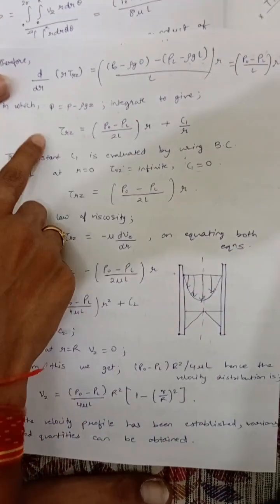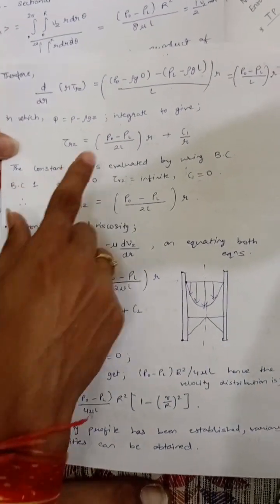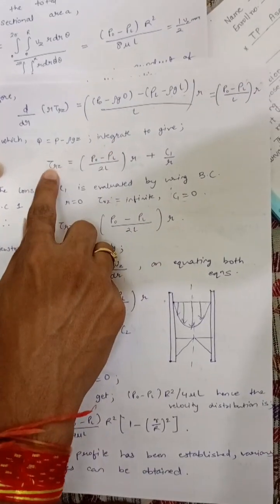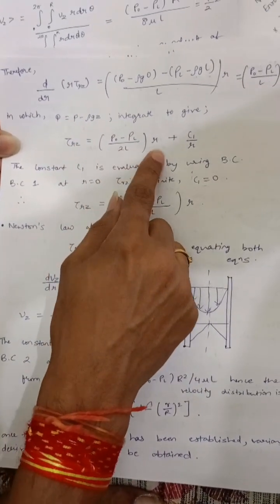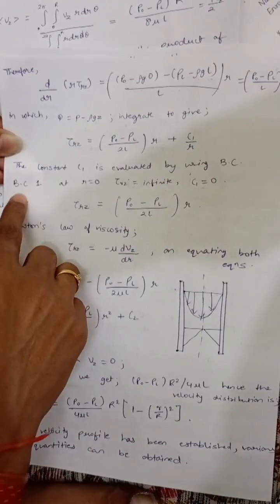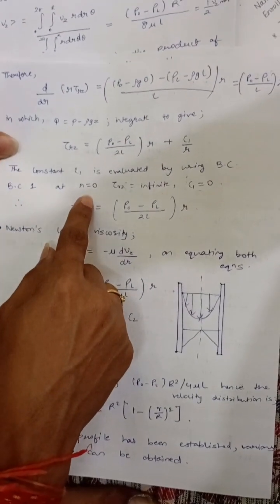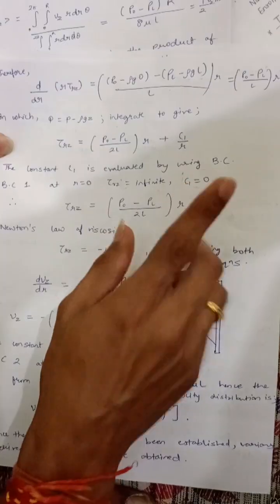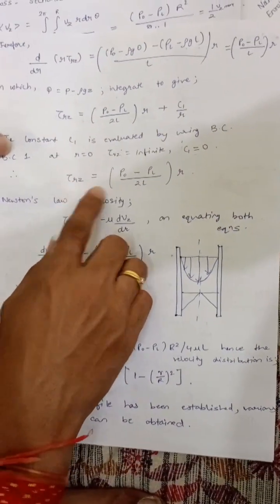Upon applying the boundary conditions and first of all integrating, we get tau rz is equal to (p naught minus pL) upon 2L into r plus c1 upon r. Now constant c1 is evaluated by using a boundary condition. Boundary condition 1: at r is equal to 0, tau rz is not infinite, so c1 is equal to 0, and tau rz is this.